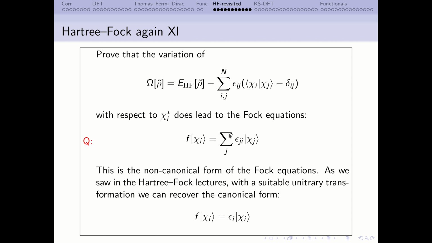So we still have this sum over all the spin orbitals on this side, and you have to apply a unitary transformation on this epsilon matrix to diagonalize it to get the Fock operator equations in the canonical form. We have done this in the Hartree-Fock lectures. I won't do it again here. You can find out more about this in PLR's book and in Szabo and Ostlund, where it's described in some detail.